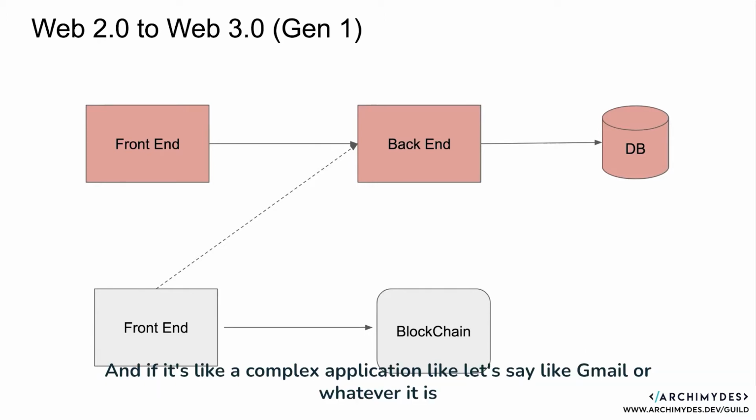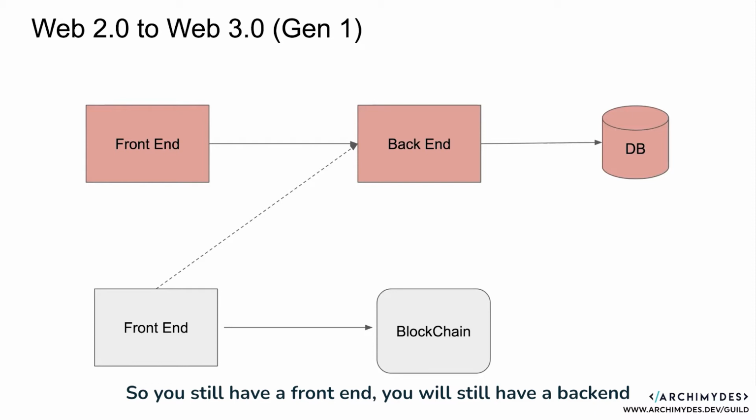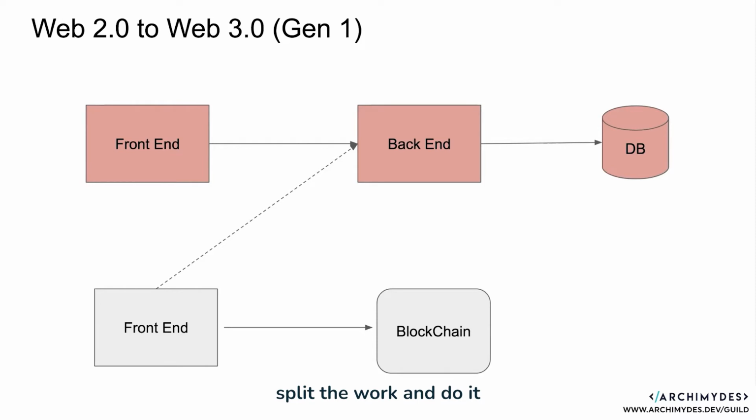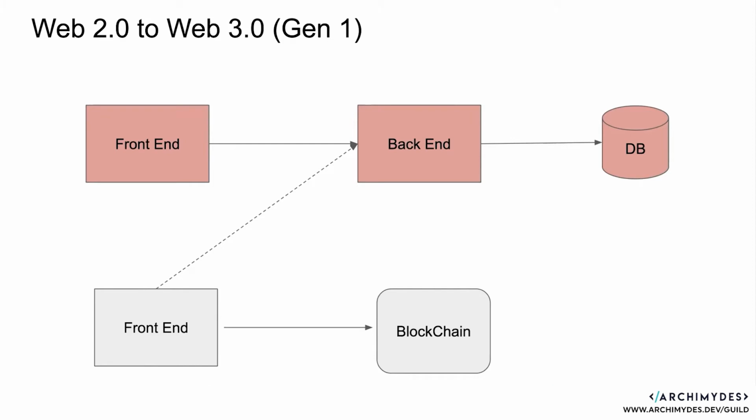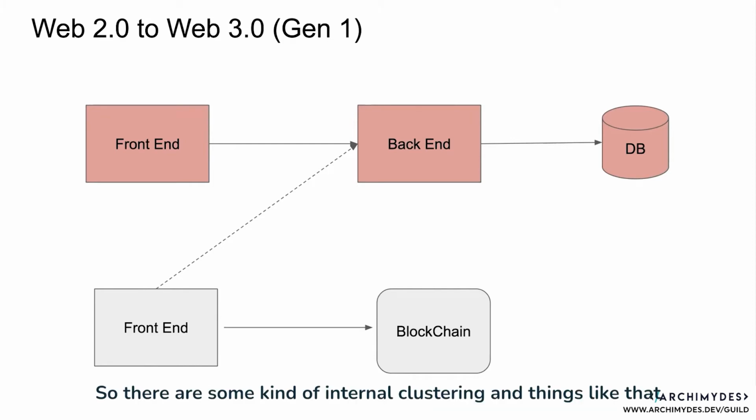And if it's a complex application, like let's say Gmail or whatever it is, you still have a front end, you will still have a back end, but you will have a plethora of servers which will split the work and do it. And then you will still have a DB, or I would call it a data store rather than DB, because you just store there. DB has some baggage associated with it. And all these big things, when I say DB, they are actually NoSQL DBs. They usually don't call NoSQL DBs. They are data stores. So they have some kind of internal clustering and things like that.